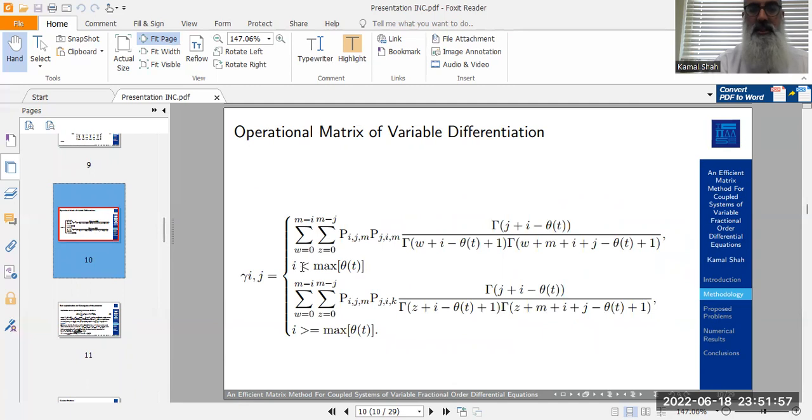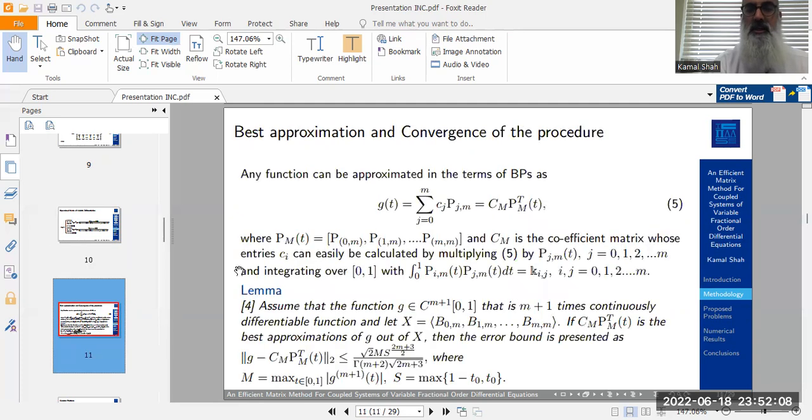And here you see that if i is less than the maximum of theta of t, then the entry will be calculated by these relations. Now, if i is greater than or equal to the maximum of theta of t, then the entries will be calculated by these relations. And now we find some general results for approximation of a function. Let g be a square integrable function over the closed interval [0, 1]. Then this g can be approximated in terms of Bernstein polynomials as follows, where C_m is the coefficient matrix and P_m is the function vector, which is defined as follows.